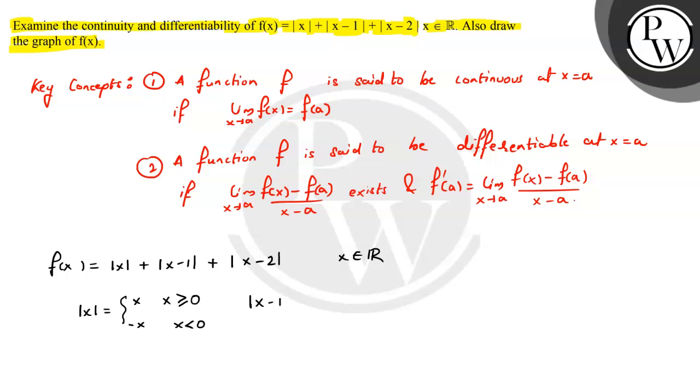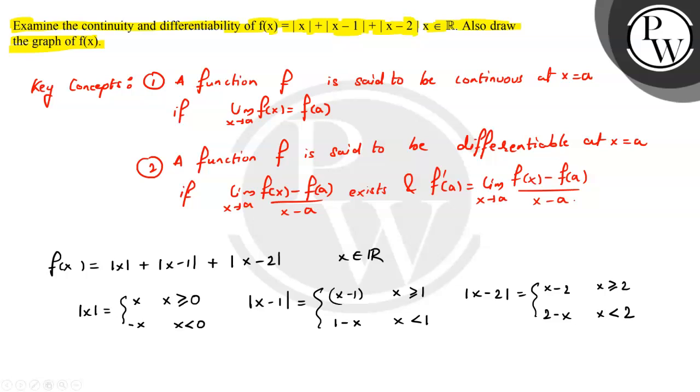Mod of x minus 1 is equal to x minus 1 for values of x greater than or equal to 1, or 1 minus x for values of x less than 1. And lastly we have mod of x minus 2 equal to x minus 2 for values of x greater than or equal to 2, and it is 2 minus x for values of x less than 2.